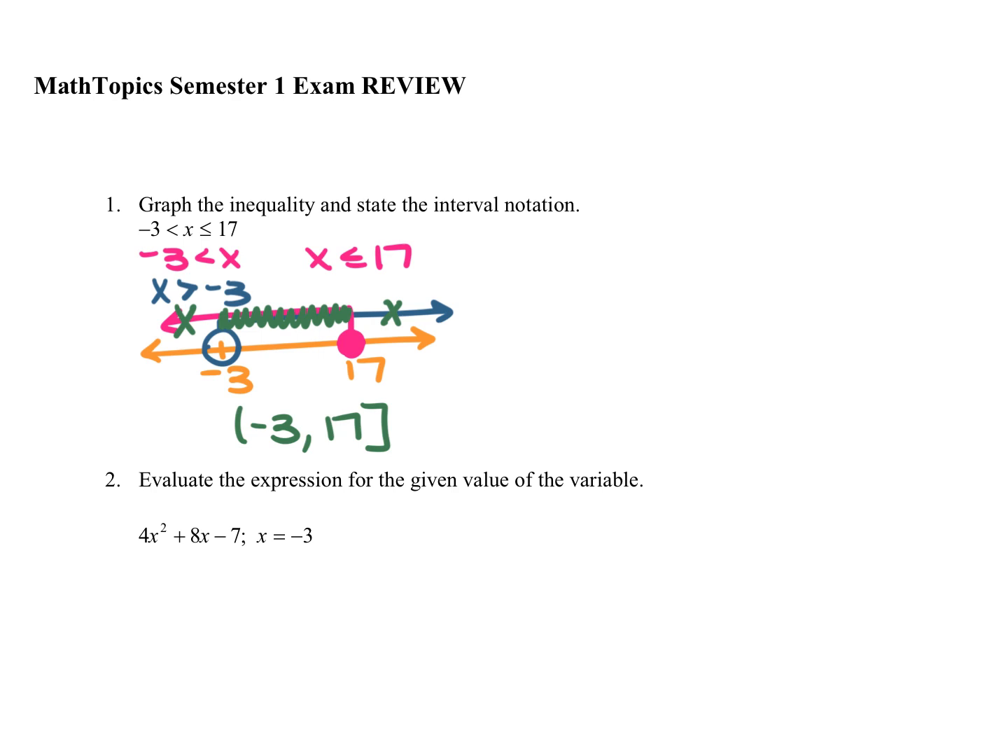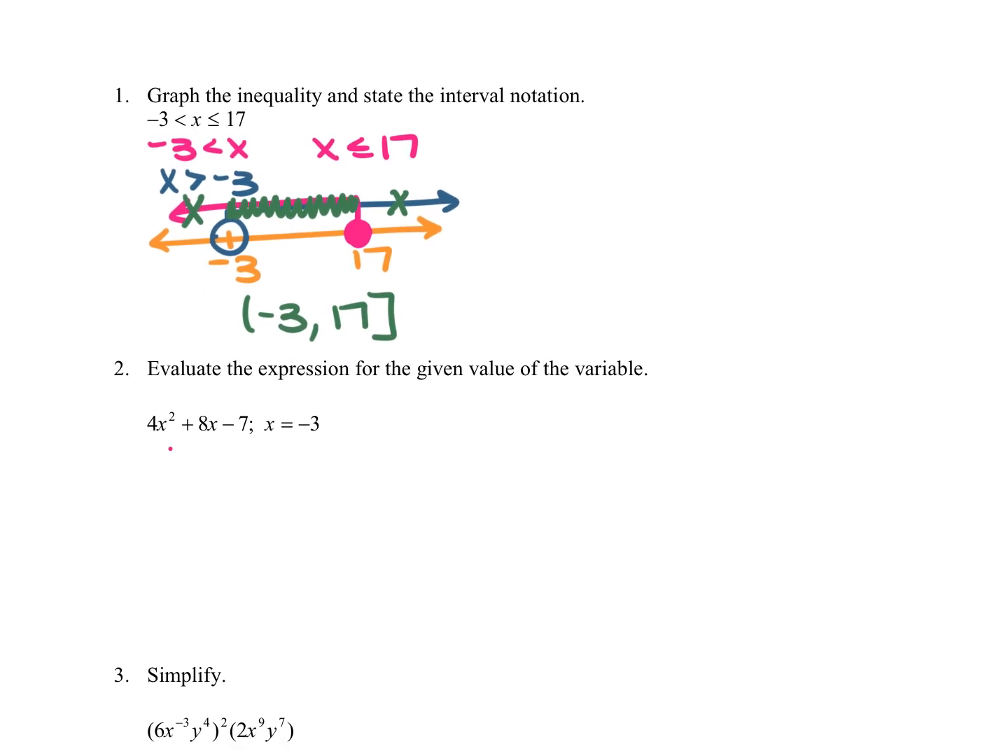For number 2, you have 4x squared plus 8x minus 7, where x is equal to -3. So we're just going to plug in the -3 for x anywhere we see the x. So that's going to give us 4 times -3 squared plus 8 times -3 minus 7. The -3 squared is 9, so that's 4 times 9. The 8 times -3 is -24 minus 7.